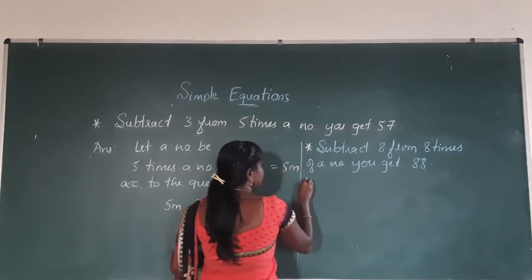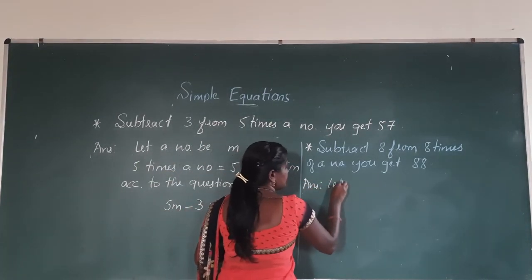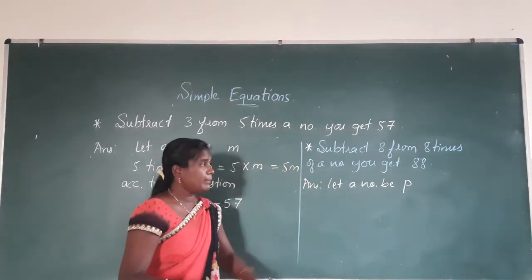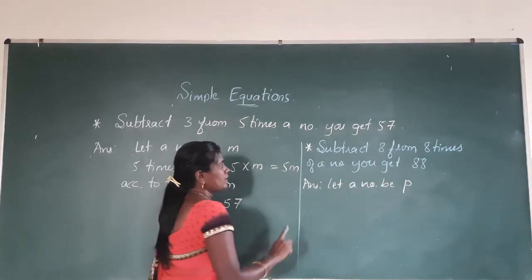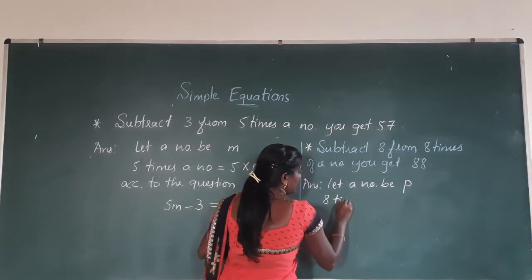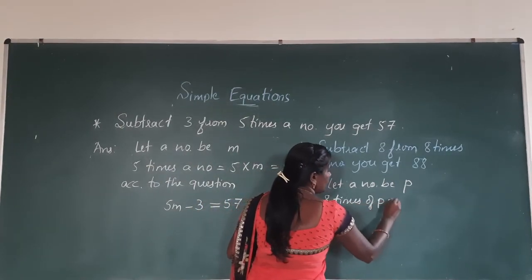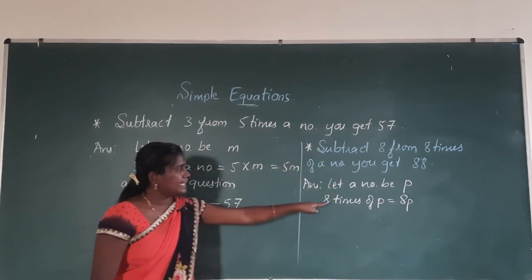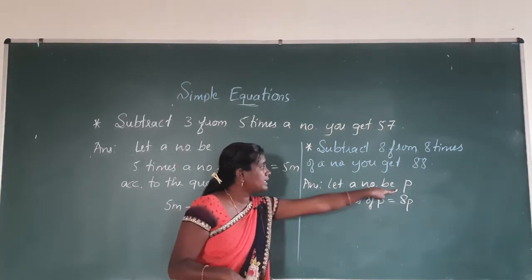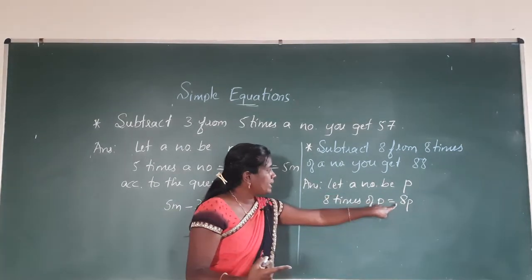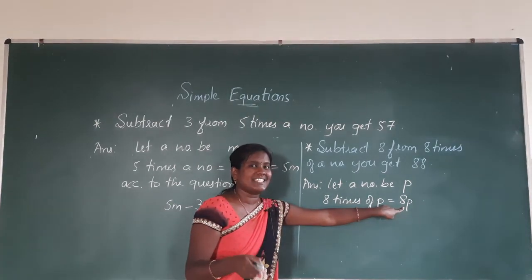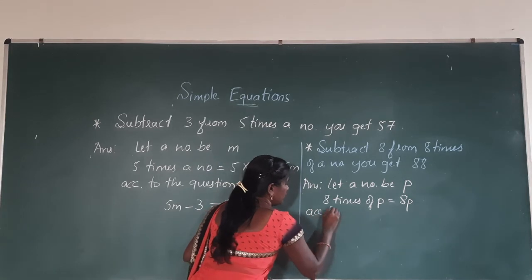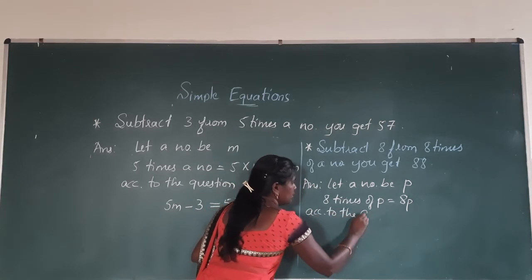Okay. So here the answer, yes, let a number be p. Let a number be p. It's a small p. Okay. Then 8 times p is equal to 8p. 8 times p in the sense 8 times a number. A number we consider it as p. Yes. So it is 8p. Don't write it as p8. It is wrong. Getting 8p. According to the question.